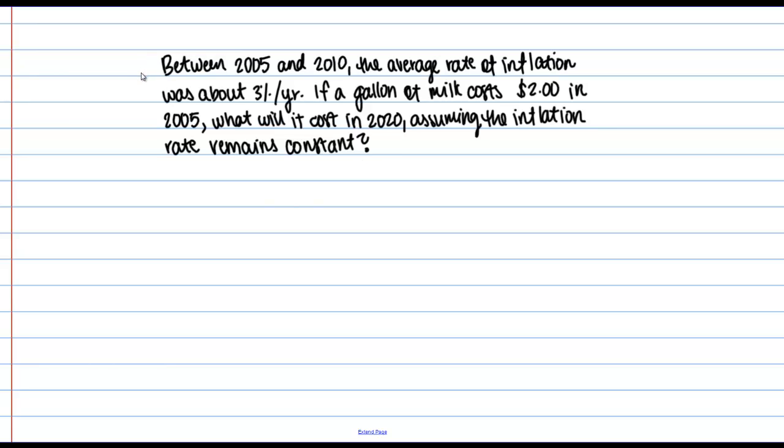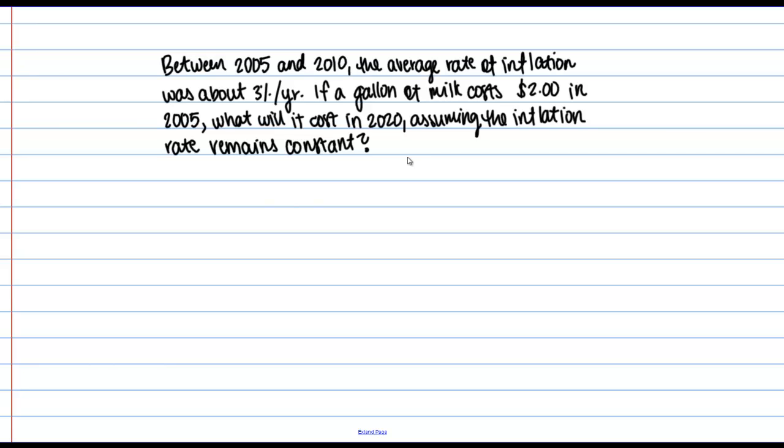In this example, we're told that between 2005 and 2010, the average rate of inflation was about 3% per year. If a gallon of milk costs $2 in 2005, what will it cost in 2020, assuming the inflation rate remains constant? And then we'll also assume that there are no other factors coming into play here, like half the cows don't die off or something like that.